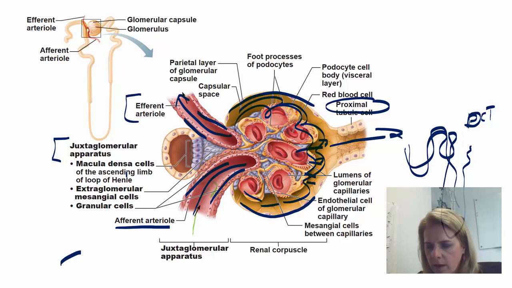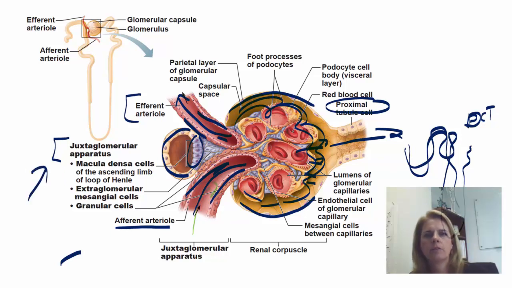It's where the ascending limb and distal convoluted tubule, kind of that transition point between the ascending limb and distal convoluted tubule. This is that portion of the tubule, and it comes back to its own afferent and efferent arteriole, and it actually has little cells associated with it that are sensory cells. We're going to talk about that later, but these play a role in monitoring salt and water balance, and we'll talk about how that works later.